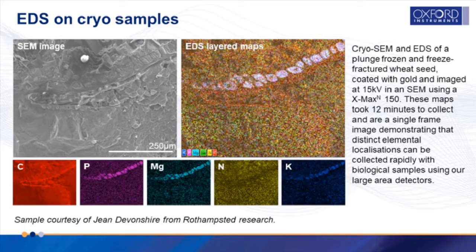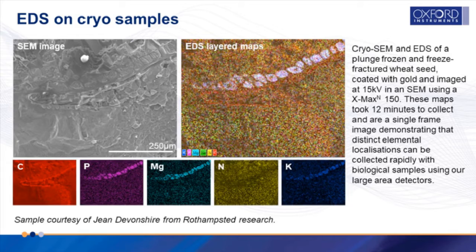Here we have a sample of plunge frozen freeze fractured wheat seed. This sample is courtesy of Jean Devonshire from Rothamsted Research. And this was imaged in a cryo-SEM at 15 kV using an XMAX 150, which is one of our large area detectors. The large area detectors we have are very fast and sensitive, and thus we're able to collect this very nice looking data within a single frame.